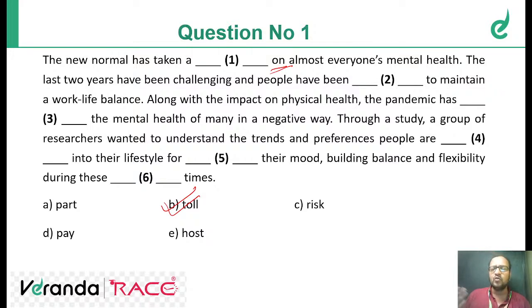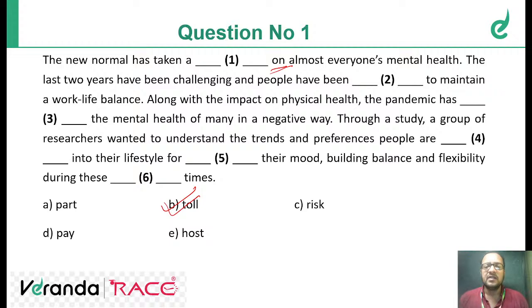So if we know that toll is followed by "on", it makes our life easier. It also shows that we cannot predict the first part of the sentence based on our own assumption. We have to know that there should be some hint, like "on" is there. And mental health is affected means it's bad only. You understand this. So toll means what? Taking a toll means affecting badly.